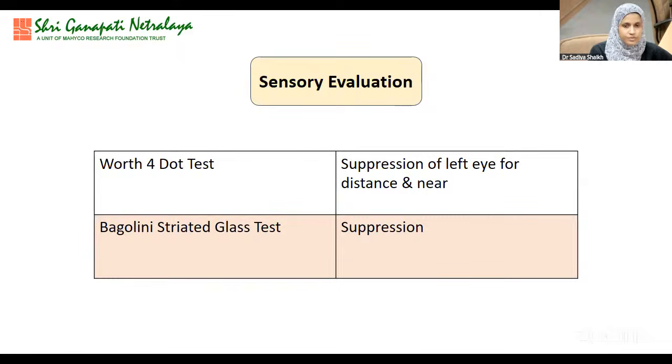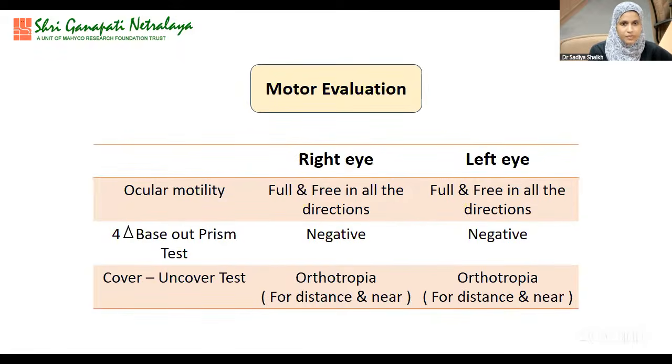Sensory evaluation: Worth 4-dot test reveals suppression of the left eye for both distance and near, which is again supported by the Bagolini striated glass test, which also shows suppression in the left eye. Motor evaluation: ocular motility is full and free in all directions in both the eyes. The 4 prism diopter base out prism test is negative in both the eyes. The cover-uncover test shows orthotropia for both distance and near in both the eyes.